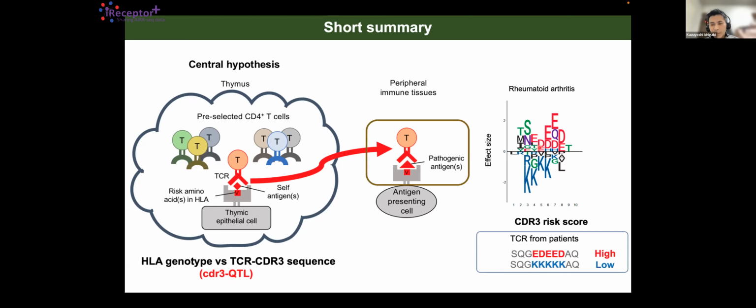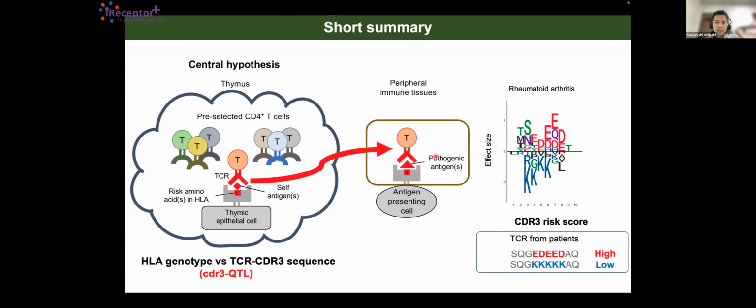So in order to ask this question, we created a scoring system named CDR3 risk score. This risk score can be calculated for each CDR3 sequence, and if a given CDR3 sequence is enriched for these risk CDR3 patterns, then the score will be high, and if the opposite is true, it will be low.